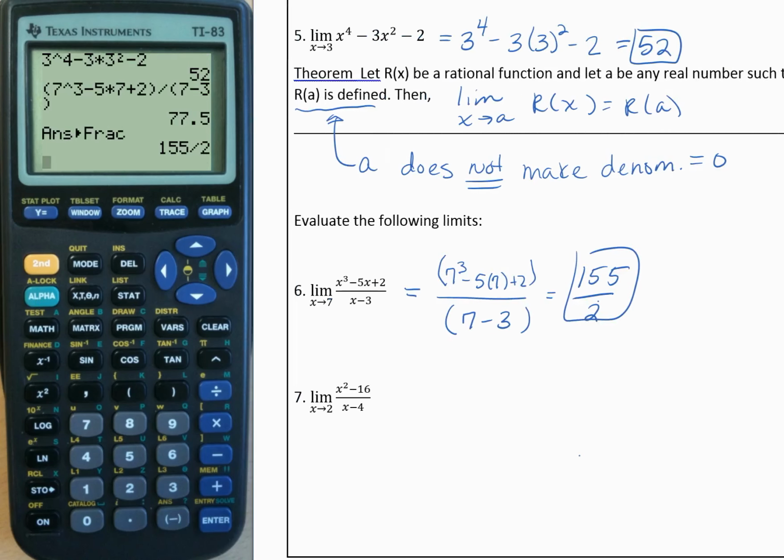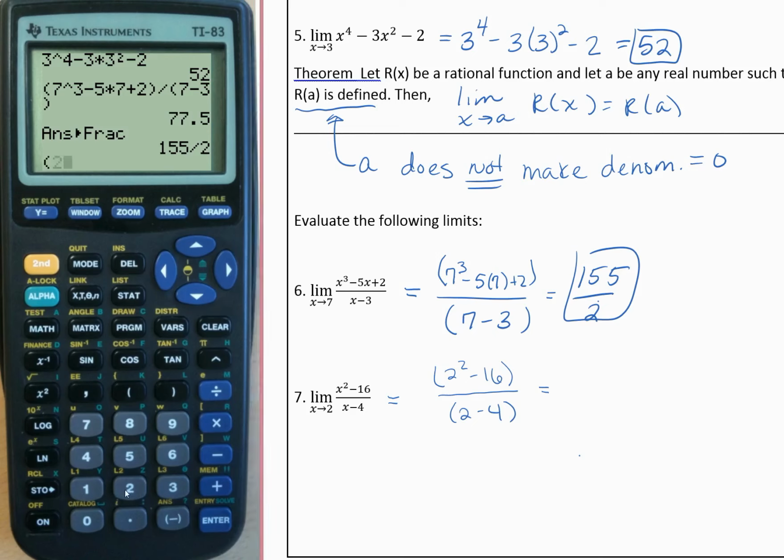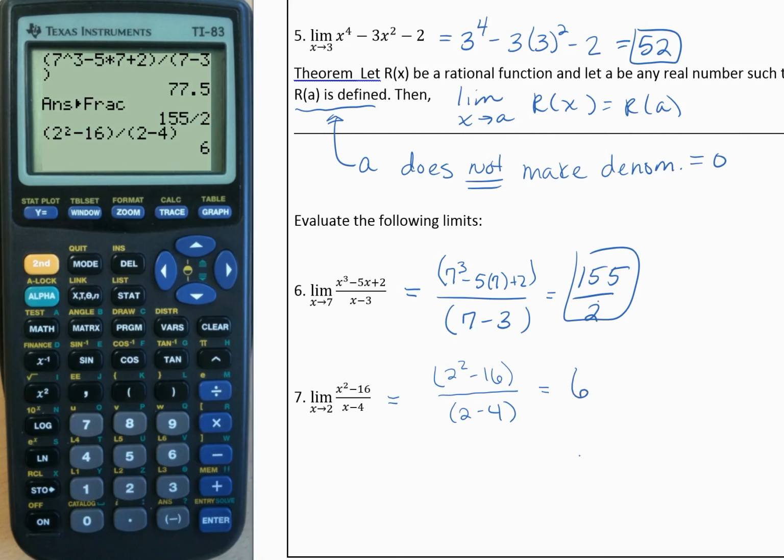We had one more. Here we've got the limit as x goes to 2 of x squared minus 16 over x minus 4. 2 doesn't make the denominator 0, so we'll plug it in: 2 squared minus 16 over 2 minus 4. We can put that into the calculator. We get 6, so our limit there is 6.